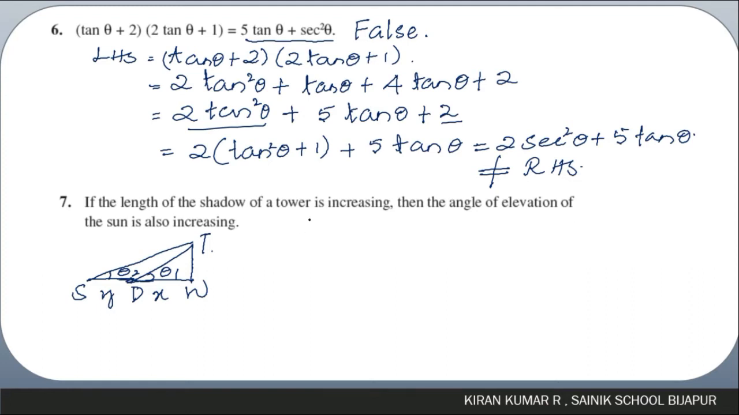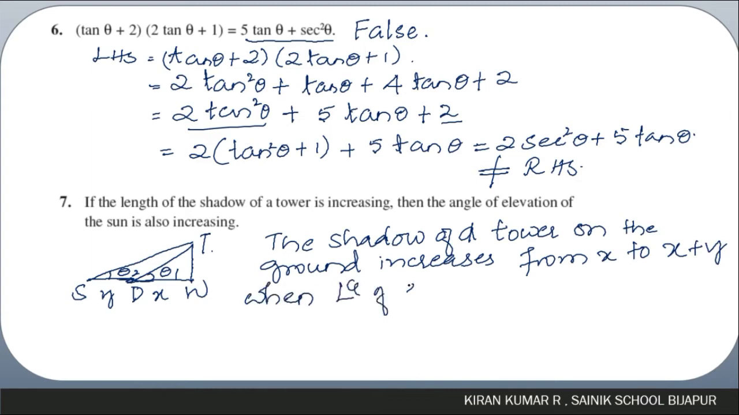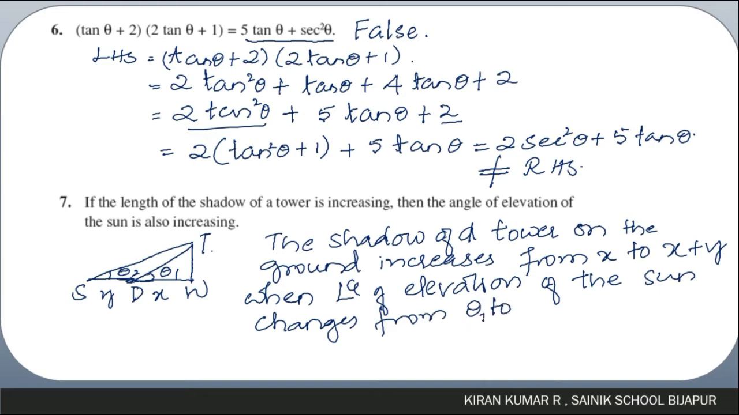Let the distance of the point D be X and this distance be Y. Look at the figure. As per the figure, the shadow of the tower on the ground increases from X to X plus Y when the angle of elevation of the sun changes from theta 1 to theta 2.